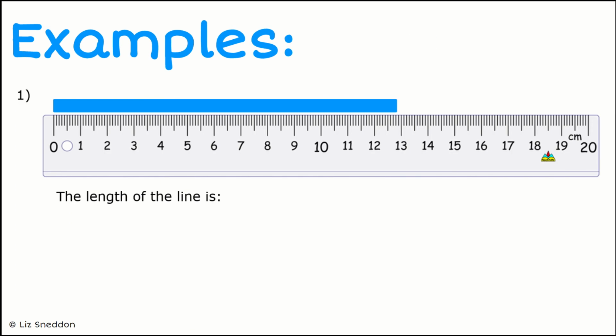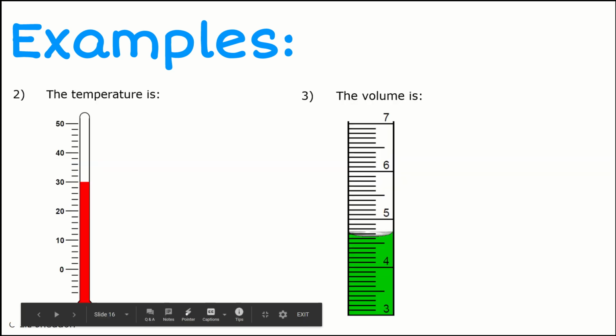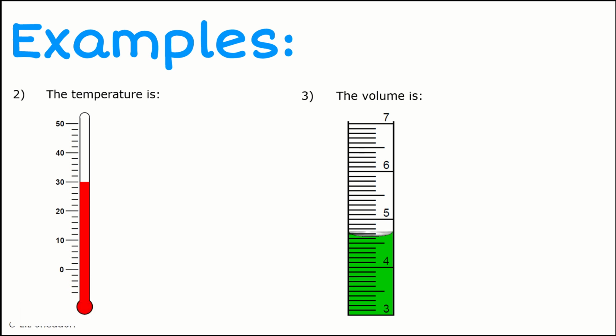So here's an example. If I look at this one here, we've got a line and I want to see how long it is. So I'm going to measure across and see where it comes to. I can see that it goes to roughly 12.8 centimetres. So that would be the length of my line. If I'm reading off my temperature, I can see the temperature there is at 30, and so that is my temperature, 30 degrees Celsius probably.